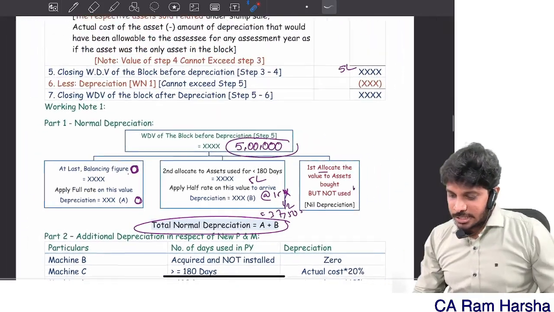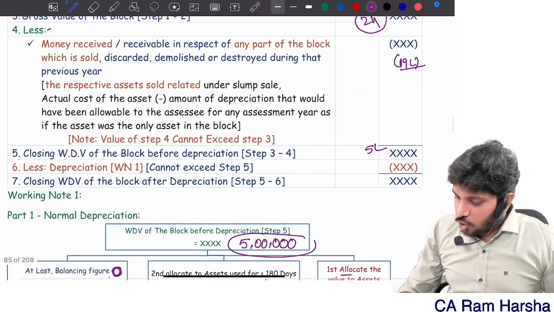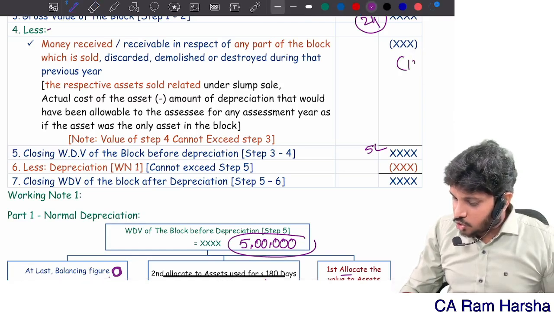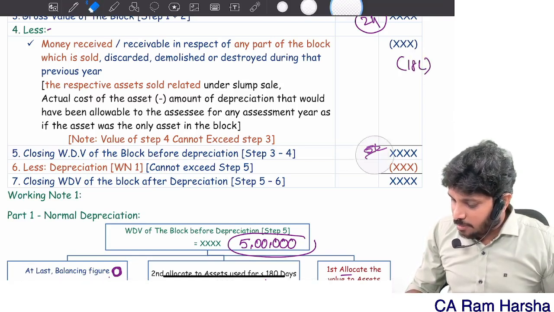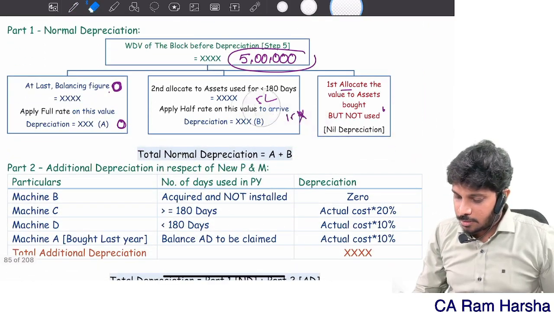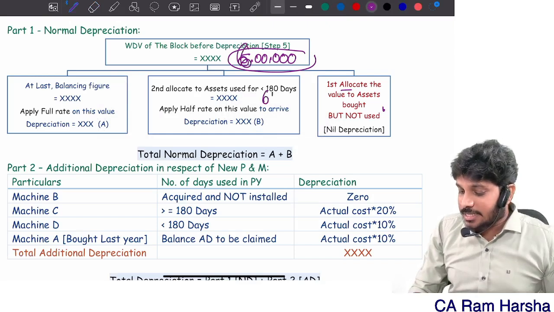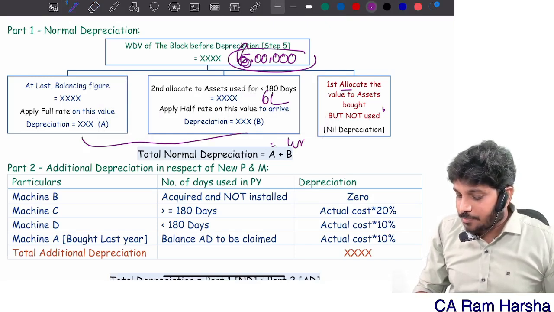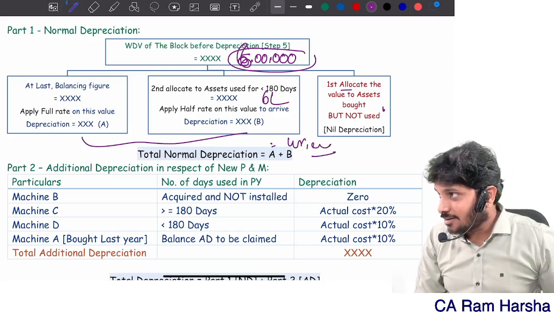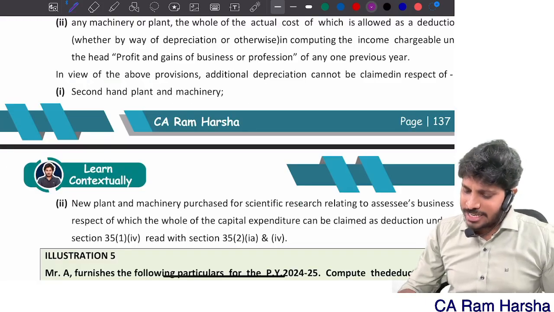Suppose I sold this for 18 lakhs. What is the value available balance? How much is the depreciation? 6 lakhs is there. 6 lakhs I'll allocate here. How much is it? 45,000. Correct? Everybody? Yeah.